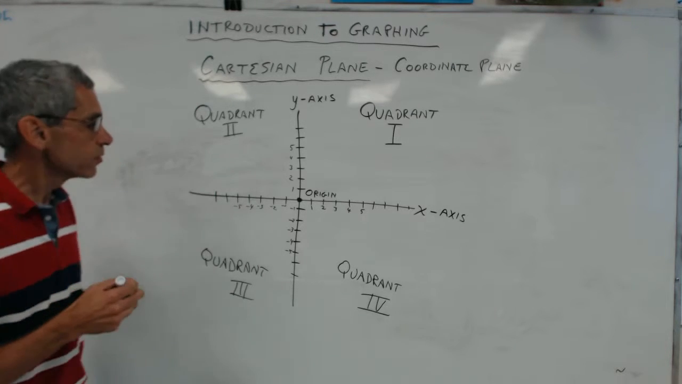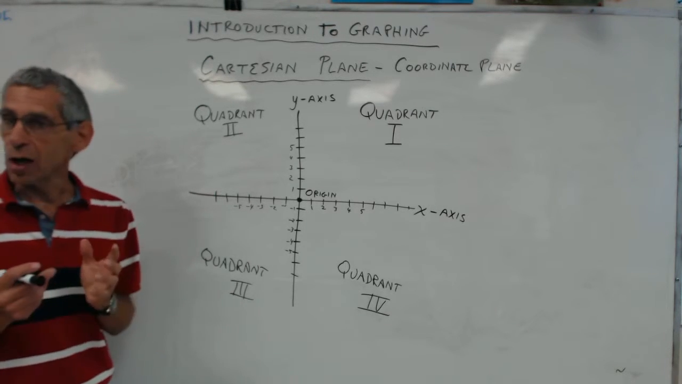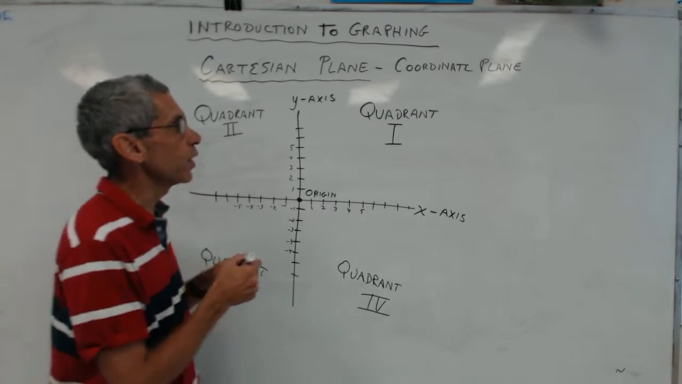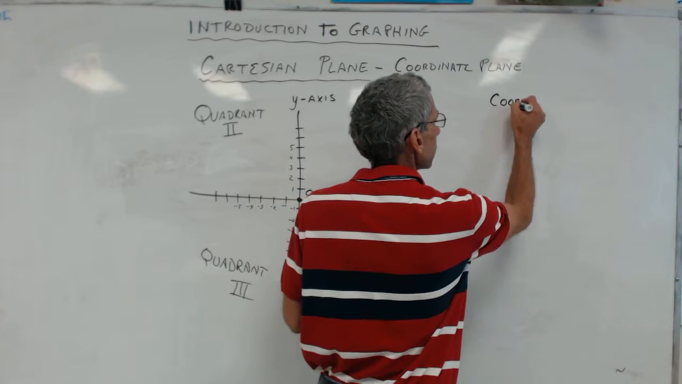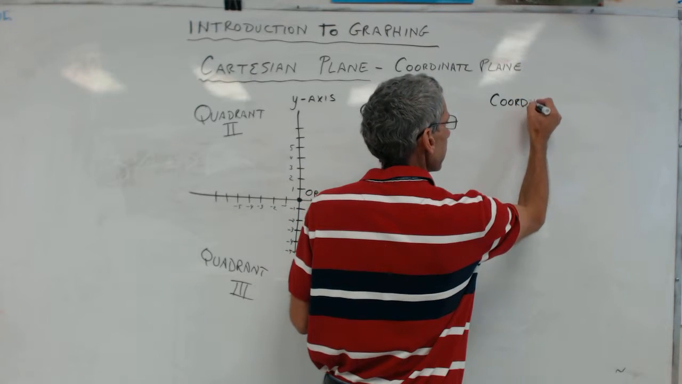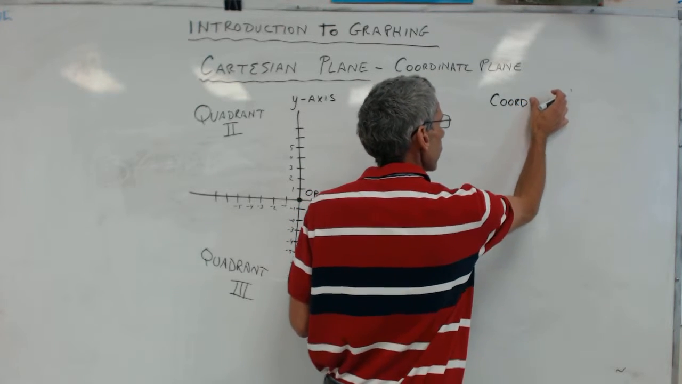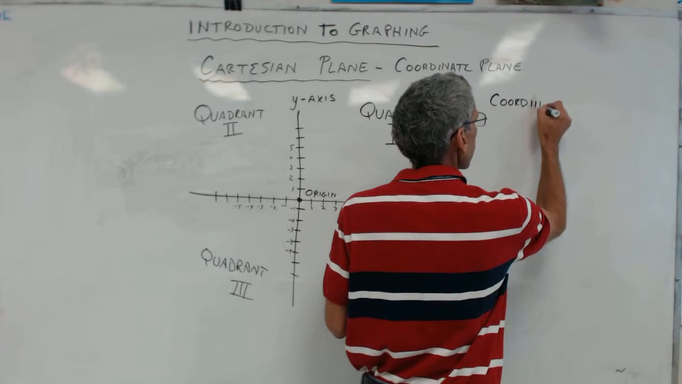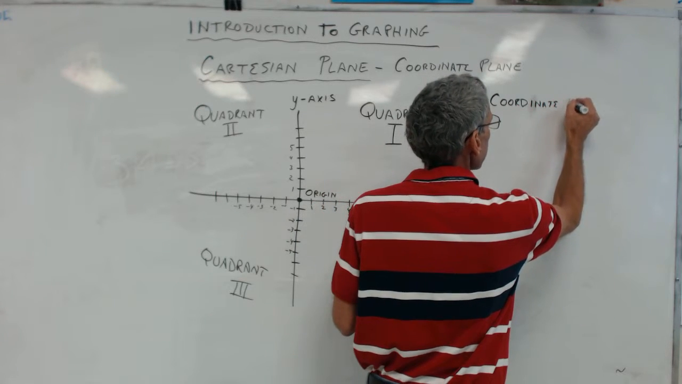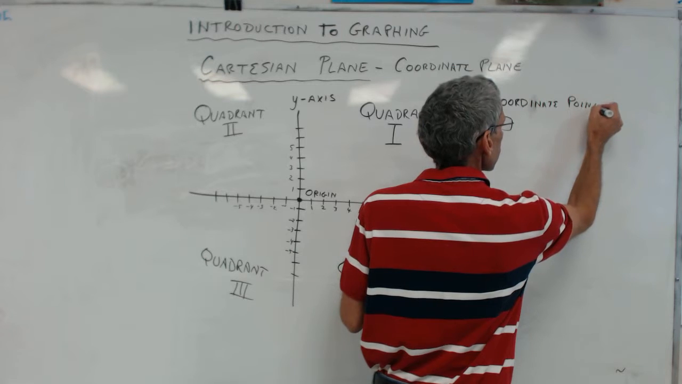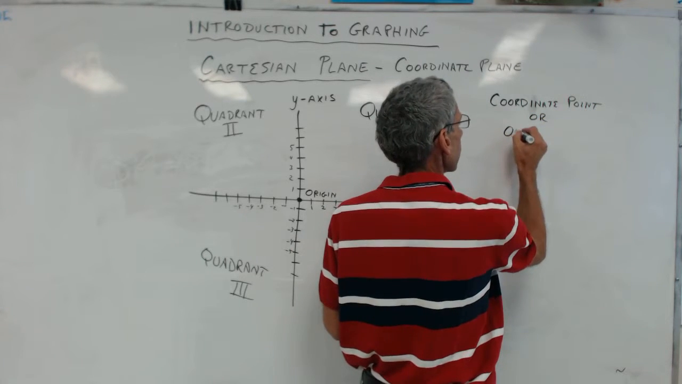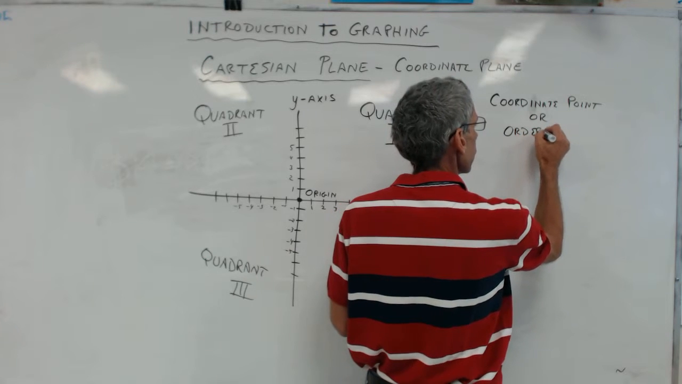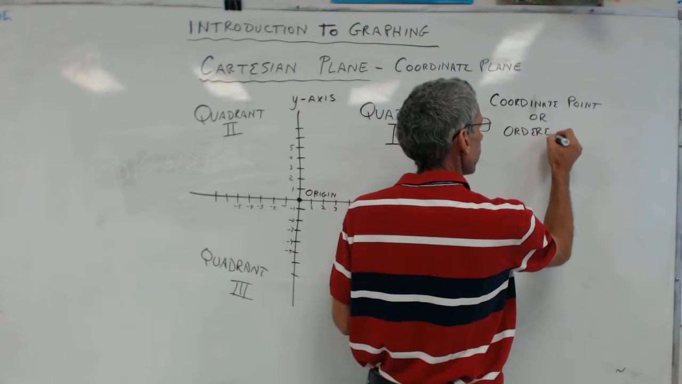I'll go through it. So now what we have to do is talk about a coordinate point. A coordinate point. And these have different names. Coordinate point, or it's called an ordered pair. Have you guys heard these? Yes. Ordered pair.